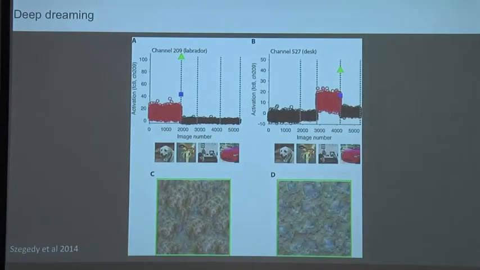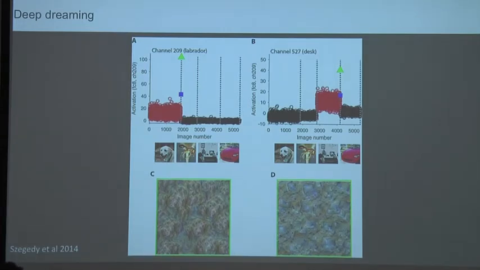So labeling objects has been one of the main things that these models have done. There are a couple of other things that people have tried to do with this type of architecture, and as I alluded to at the beginning, there's much more to vision than just saying, is there a chair, yes or no? So this is one of those things. This is called deep dreaming.